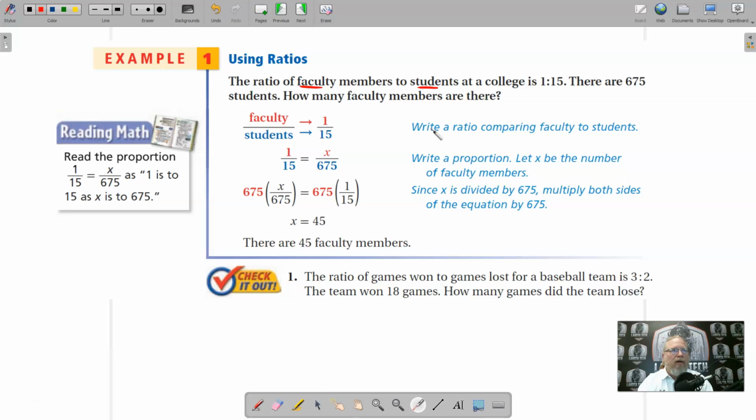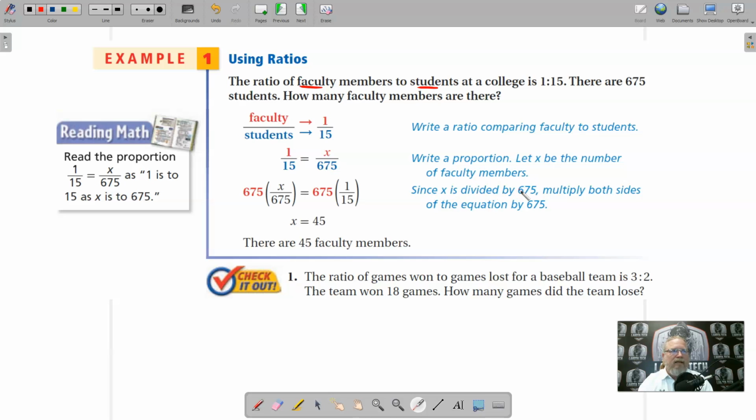So first we want to write a ratio comparing faculty to students. So faculty numerator, students denominator. Now let's plug in our number of faculty members, 1, to our number of students, 15. Then we can write a proportion, and we're going to let x be the number of faculty members because that's the unknown. It says how many faculty members are there. So number of faculty members is the unknown portion, and we're going to use an x to represent that unknown value. So 1 is to 15 as x is to 675.